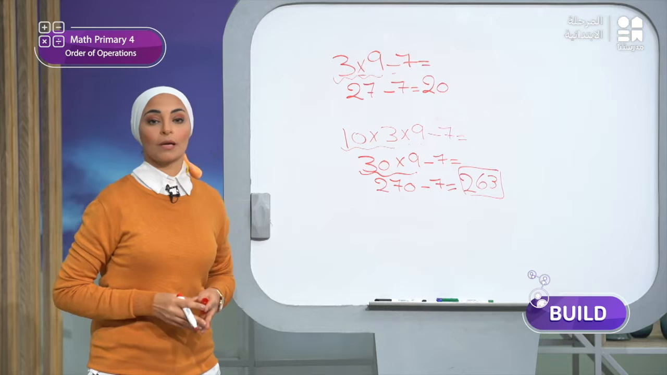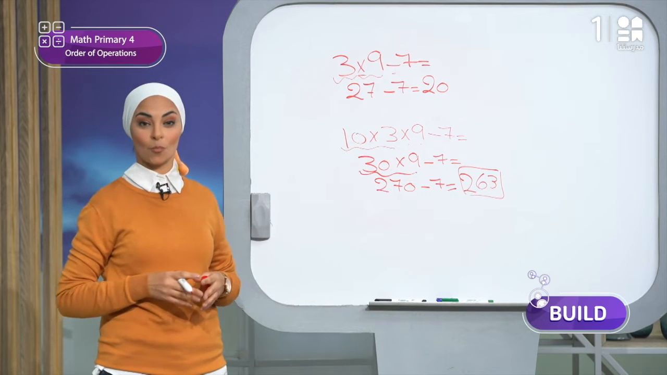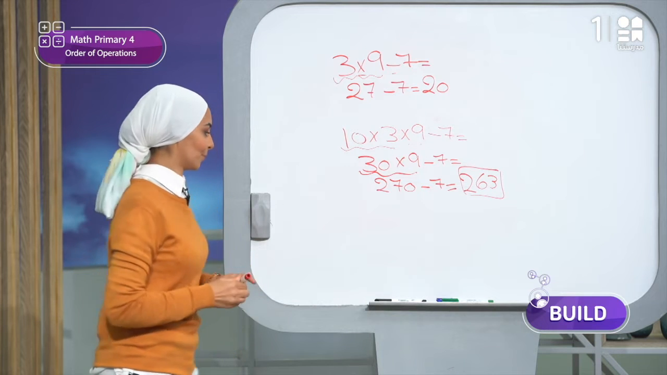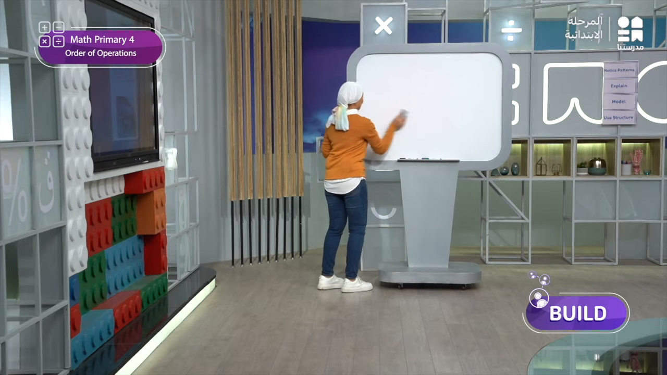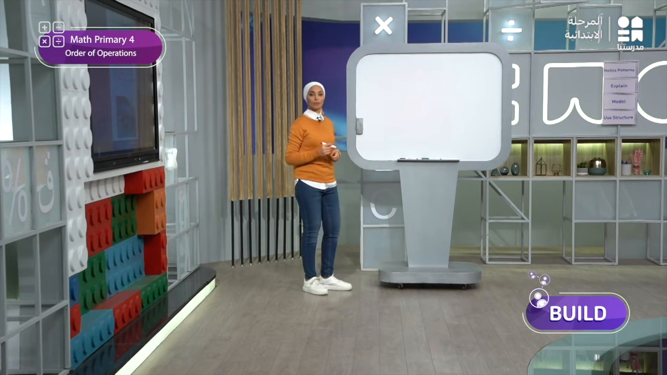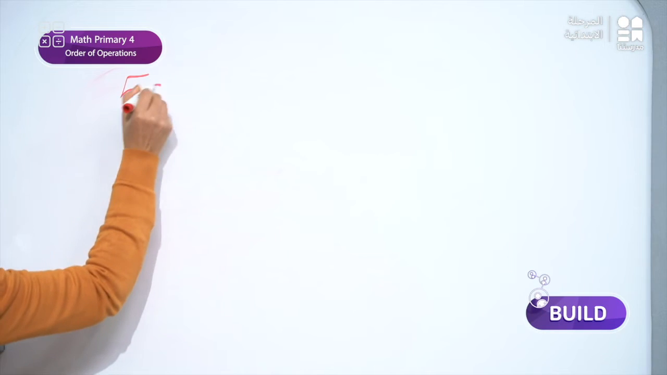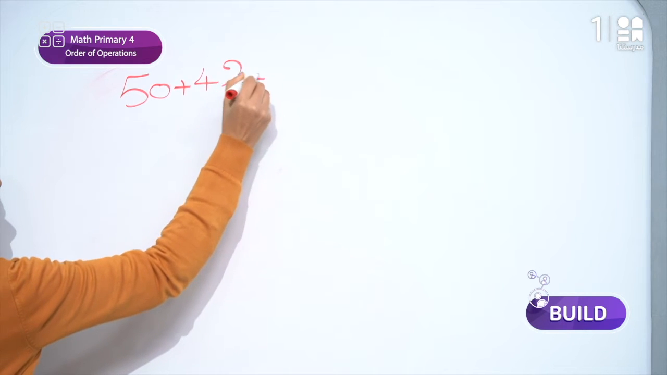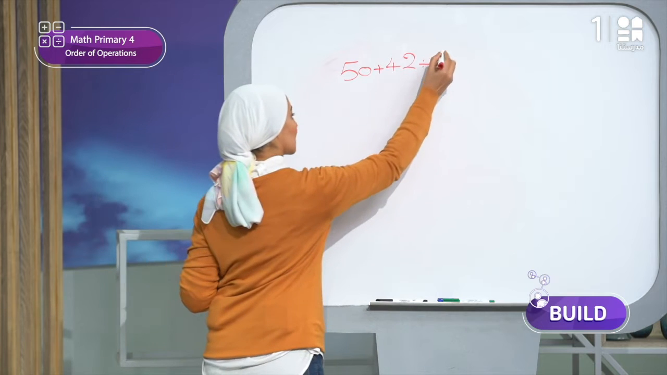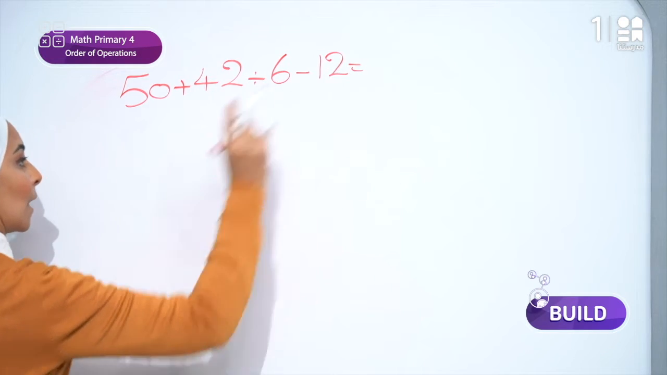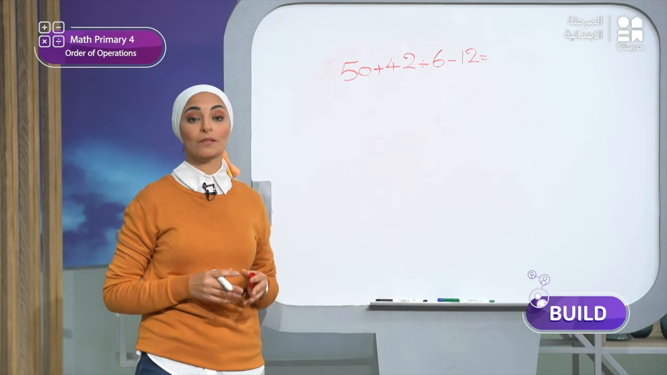Okay. Now, let's take another example of an equation that has more than one operation. Let's write it all together. Here I have another problem which is saying 50 plus 42 divided by 6 minus 12. Okay, then we will notice that there is division in the equation between the addition and subtraction.